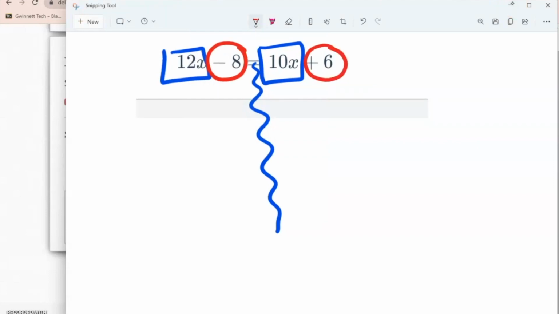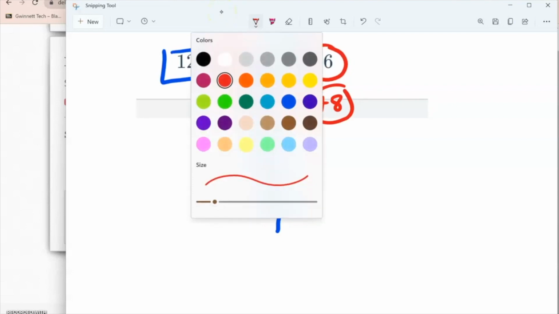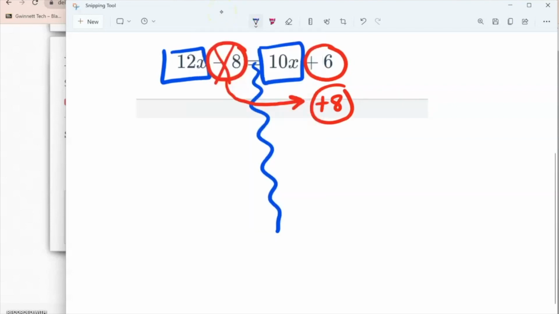All right, it doesn't matter which one you move, but I need boxes on one side, circles on the other side. So I'm going to move my circle to the other side. So if I move -8 crosses the river, it gets wet. It's going to change from -8 to what? +8.